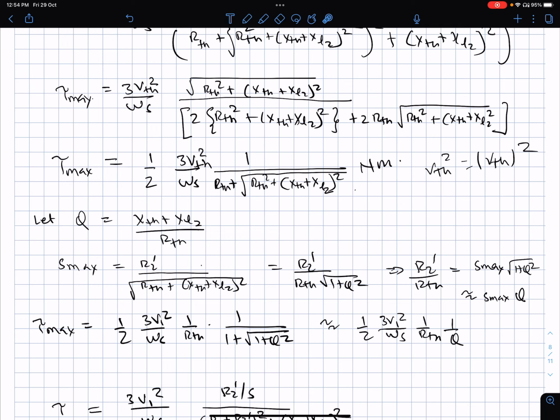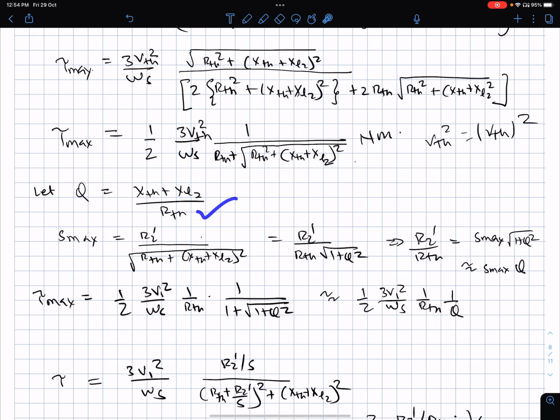So now let's call this factor, X Thevenin plus XL2 by R Thevenin, as a Q factor. This Q factor you would come across in circuit analysis terms. I will not get into it right now, but let's just call this factor Q. Once you use that, then S max can be written as R2 dash divided by this. But then for this I am going to substitute Q times R Thevenin.